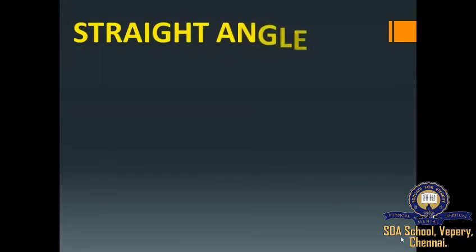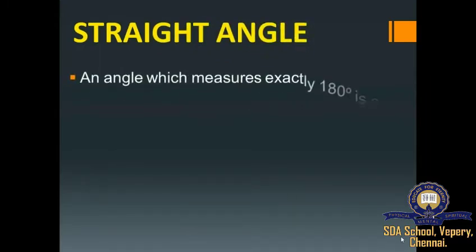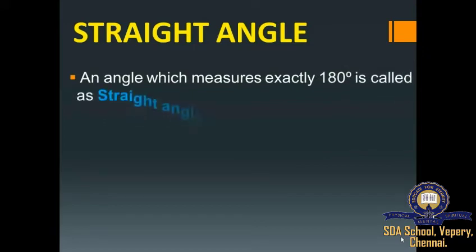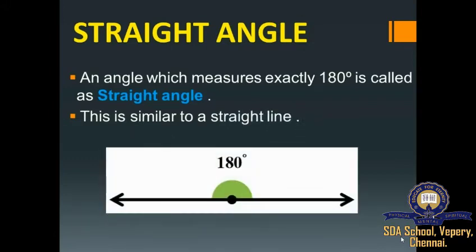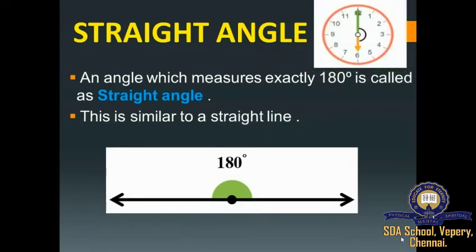Now we'll move on to what is a straight angle. An angle which measures exactly 180 degrees is said to be a straight angle. So this is similar to a straight line. These are the pictures of straight angle. You could see that an angle which measures exactly 180 degrees is said to be a straight angle.